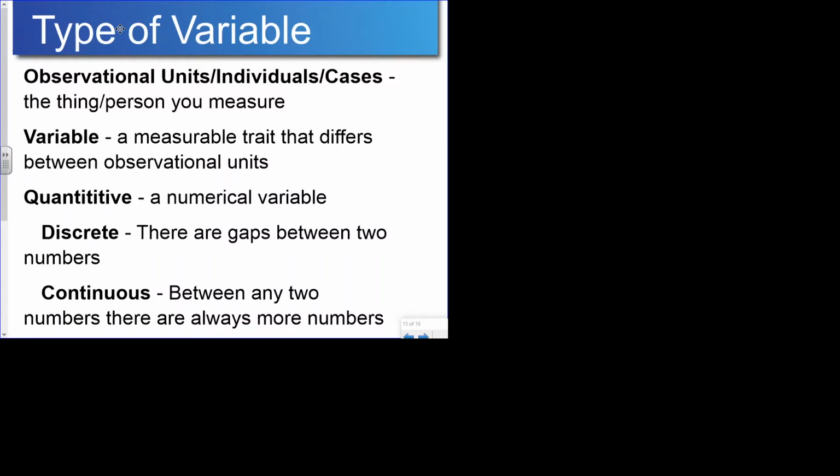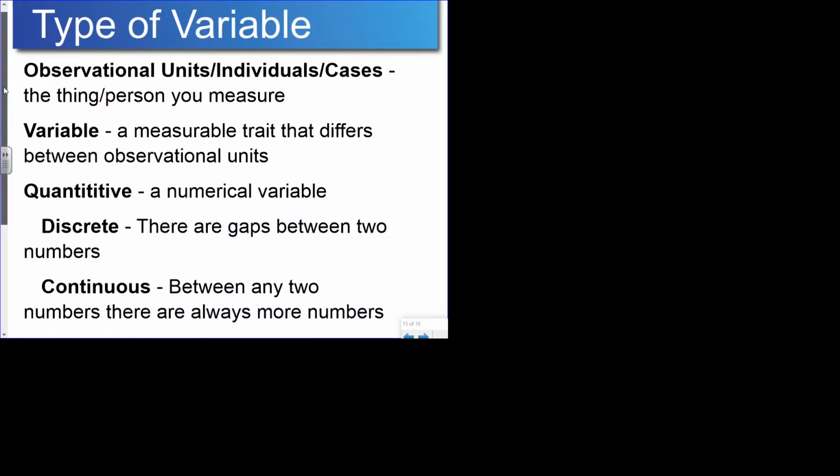And the way that I always tell students is a variable is going to differ from person to person, or it's going to differ from thing to thing. And that thing that it differs from, that's your observational unit. So height is a good example. Height is a variable because it varies from person to person. And so it's persons or people, that's your observational unit. And height is your variable.